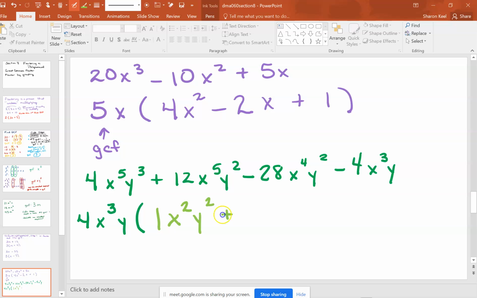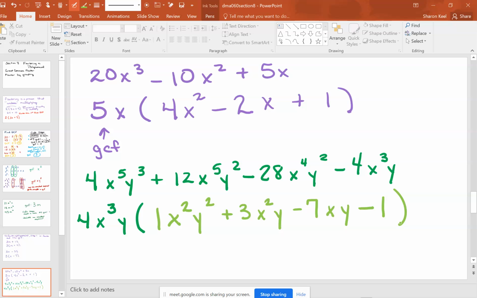4 goes into 12 three times evenly. 3 x's from 5 leaves us with an x squared. 1 taken away from 2 would be 1y. 4 goes into negative 28, negative 7. 3 from 4 leaves me with 1x. 1 from 2 leaves me with 1y. 4 goes into 4 one time, so that's a minus 1. 3 x's, that is the same. The 1y is the same. So this whole last term matches the GCF. So we have to have the 1 as the placeholder. And then that's where we would stop.